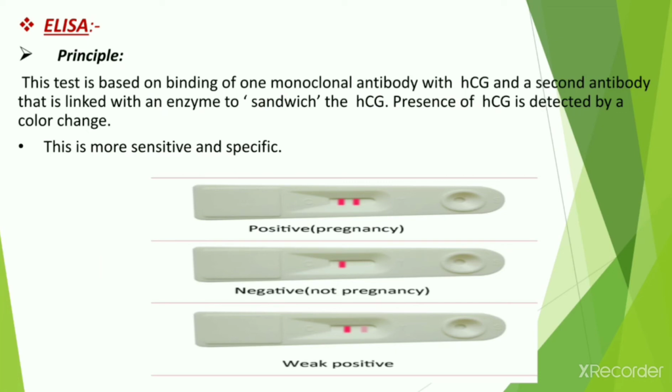Next we have ELISA. The principle behind this test is based on binding of one monoclonal antibody with HCG and a second antibody that is linked with an enzyme to sandwich the HCG. Presence of HCG is detected by the change in color. This test is more specific and sensitive.